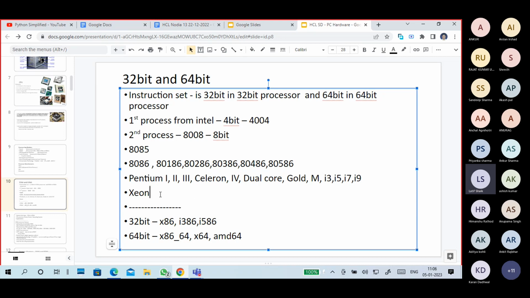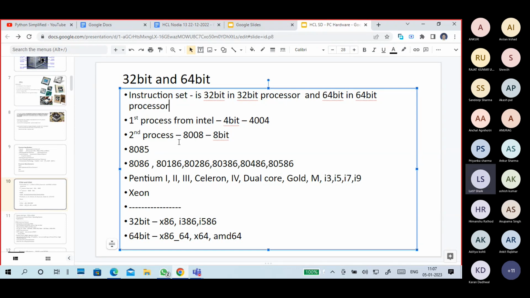Xeon processors are usually used for server purposes. On our desktops we are using i3, i5, i7, but for servers they use Intel Xeon processors. Okay. Now the more popular processors are i3, i5, i7. These are the mainly highlighted processors nowadays.